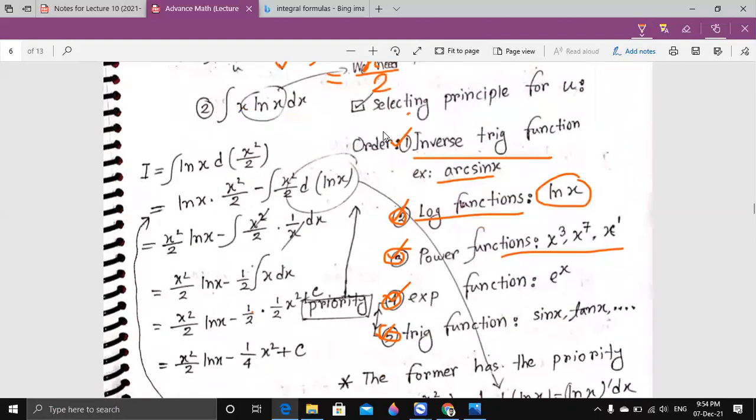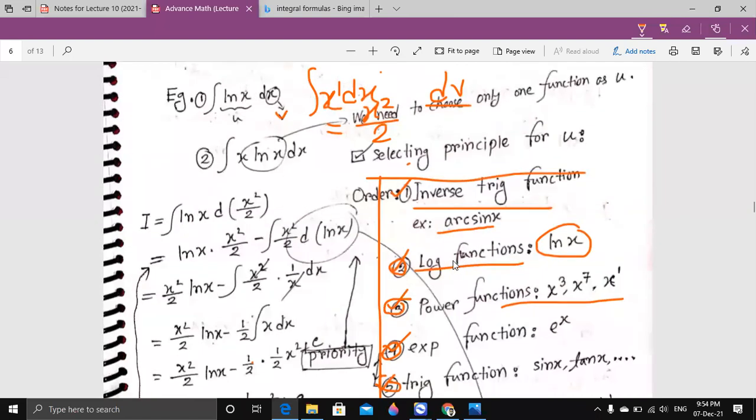So from this five selecting principle, we get ln x in the second number, right? We get ln x in number 2. So that means we have to let ln x be equal to u, okay? So now what are we left with? We have x dx left, right? So we have to convert this x dx into something like dv, so for that reason, we have to find the antiderivative of x.